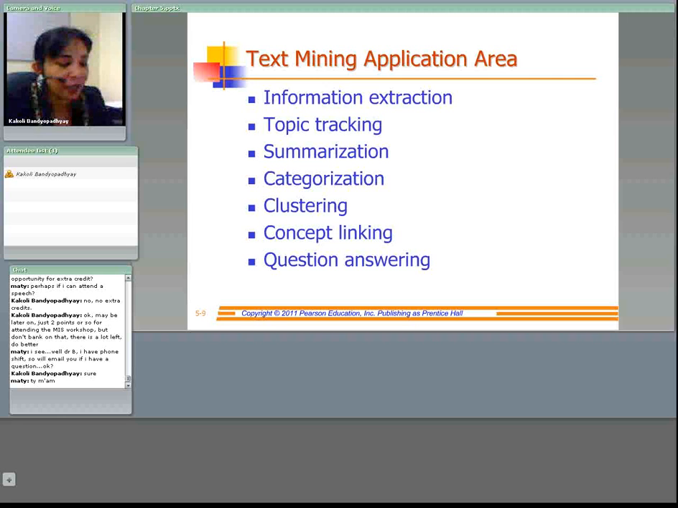You can identify key phrases within text. You can predict documents of interest to users. You can summarize the document to save time on the part of the reader. You can identify the main theme of the document and place it in a predefined category. You can group similar documents together without having a preset category. You can connect documents by identifying their shared concepts. And you can find the best way to answer a given question through pattern matching. That was our number two.